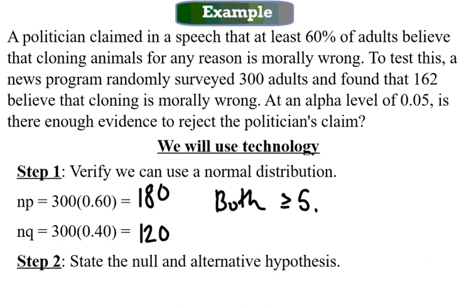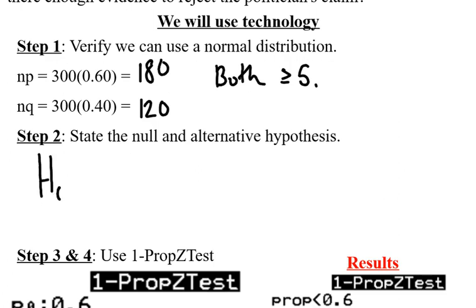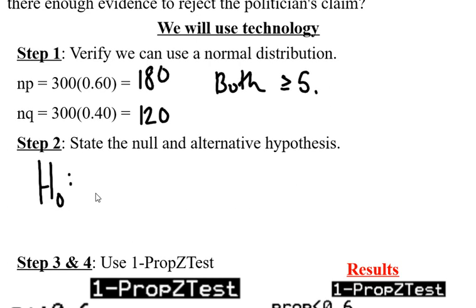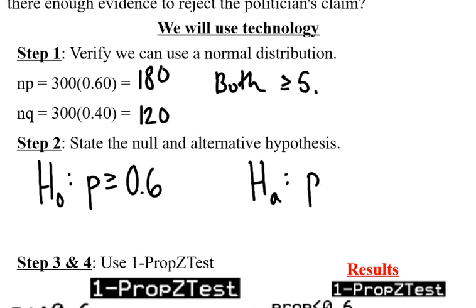State the null and alternative hypothesis. The null in this case would be that the speech said at least 60%. So p is greater than or equal to 0.6. The alternative is that p is less than 0.6.